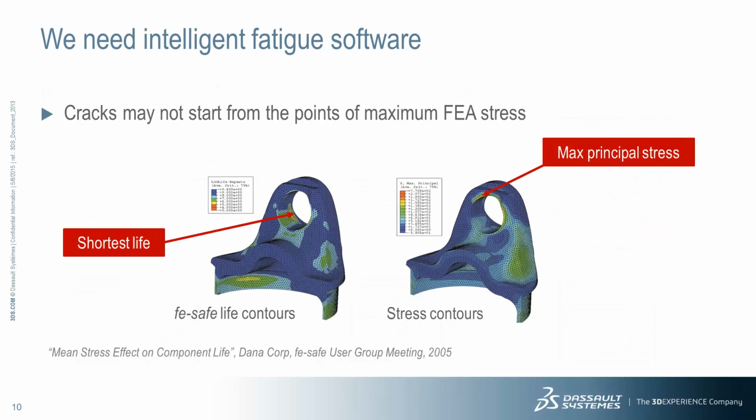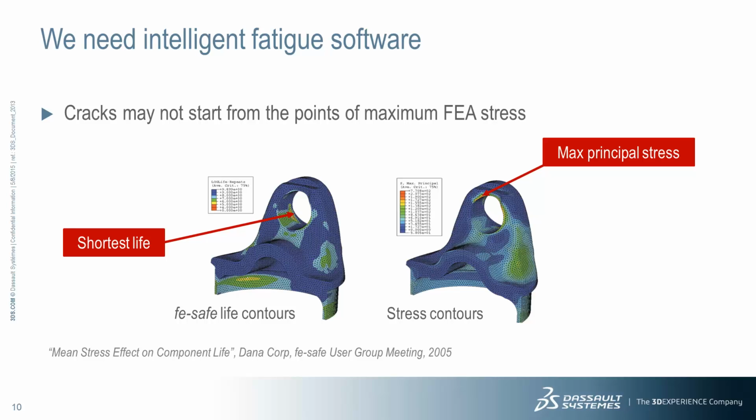This is a drive shaft assembly, and that came from a case study done by Dana Automotive. It shows the case for why we need intelligent fatigue software. On this drive shaft component, the crack did not start from the point of maximum stress, and the results were confirmed by testing. So, the more complex loading, the less correlation there is between stress plots and life plots.